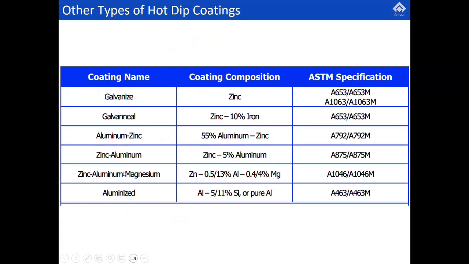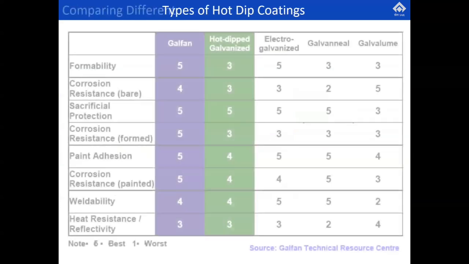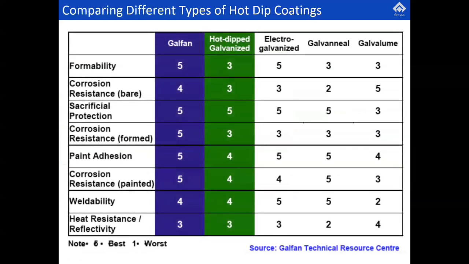This is ZAM coating: zinc, aluminium, magnesium. All these, zinc, aluminium and magnesium, are three different elements above iron in the galvanic series. And this is aluminized, or pure aluminium coating. We can have a detailed discussion on any of these, but it will require a lot of time. So this is basically a comparison of Galfan, hot dip galvanized, electro galvanized, galvannealed, and Galvalume. Note that 5 is the highest and 1 is the lowest.